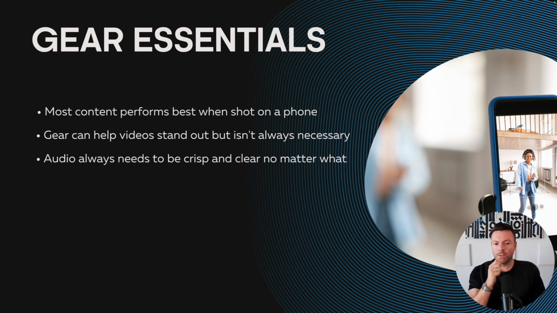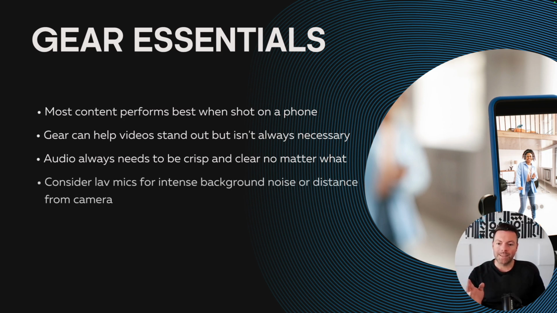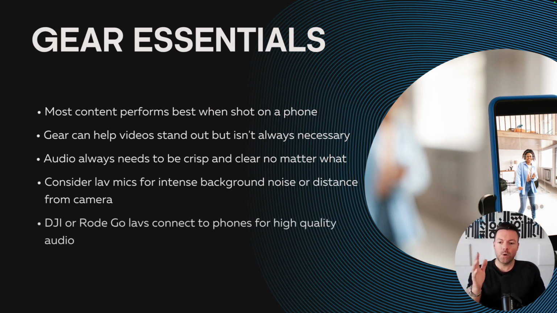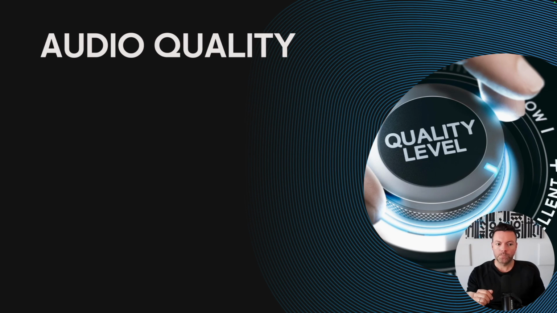So you can use little lapel mics or microphones connected to your phone. That's honestly the best thing to do. You can go on Amazon. There's lots of them there for very cheap, like $30. The lav mic is going to help with intense background noise. If you're in a shop or a store, or even outside and it's windy, the lav mic is going to help really focus in the sound of your voice. DJI or Rode Go Labs are good companies that make amazing lav mics. Again, connect to your phone for high quality audio.